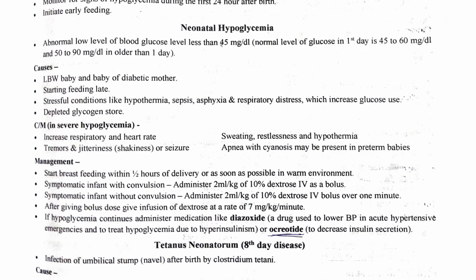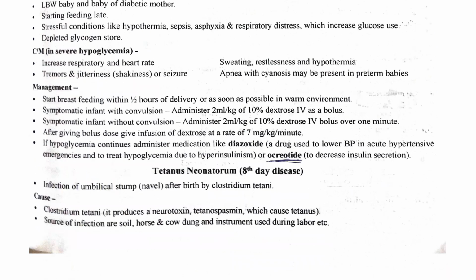If hypoglycemia continues, administer medication such as diazoxide, a drug used to lower blood pressure in acute hypertension emergencies and to treat hypoglycemia due to hyperinsulinism, or octreotide to decrease insulin secretion.